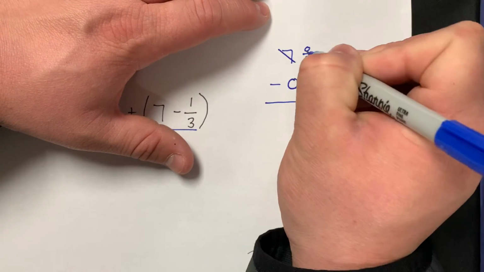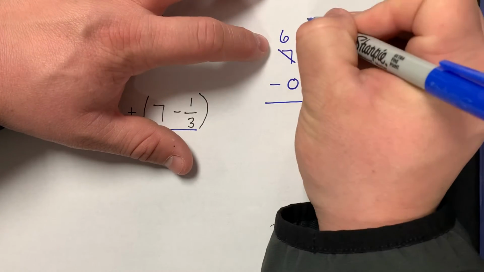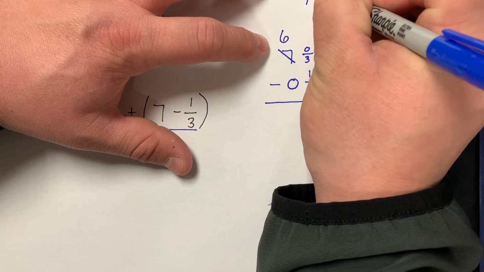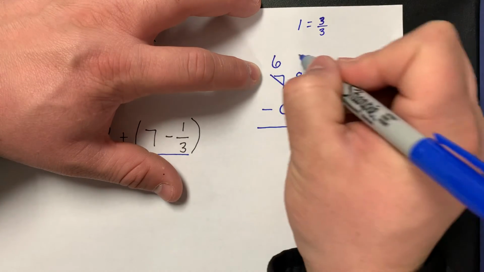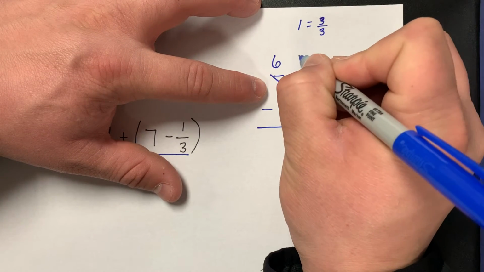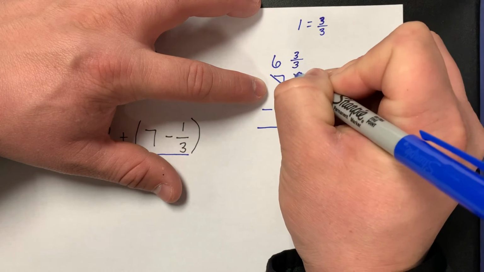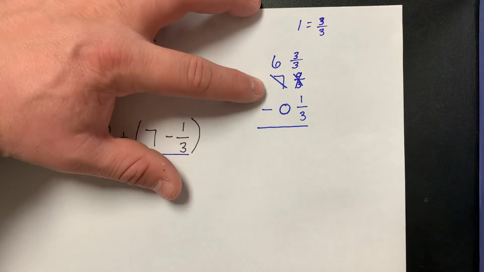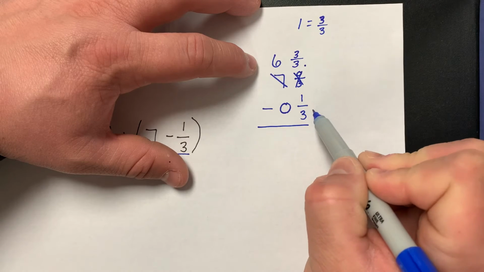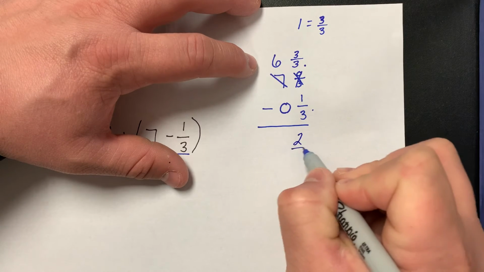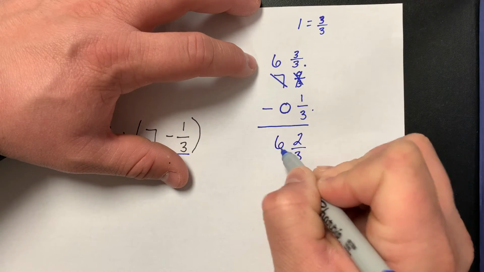What I'm going to do in order to regroup is I'm going to take a whole from the 7, which leaves me with 6. And a whole in thirds is 3 thirds, okay? So now instead of subtracting 7, I'm going to have 6 and 3/3 minus 1/3, okay? I'm going to subtract my fraction first. 3/3 minus 1/3 is 2 thirds. And 6 take away 0 is 6.